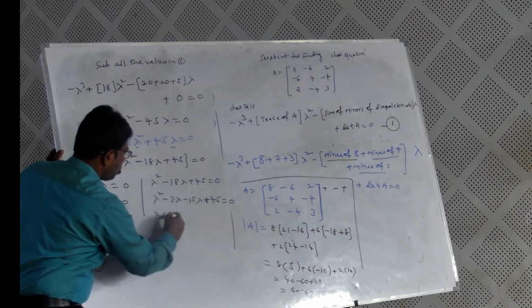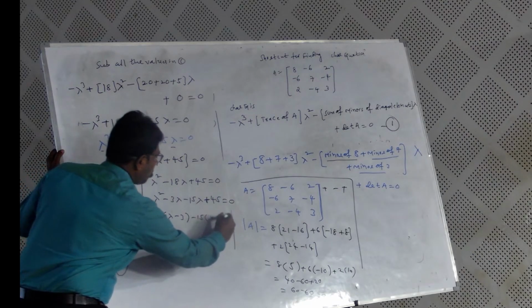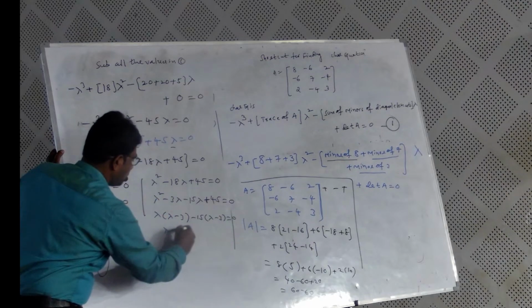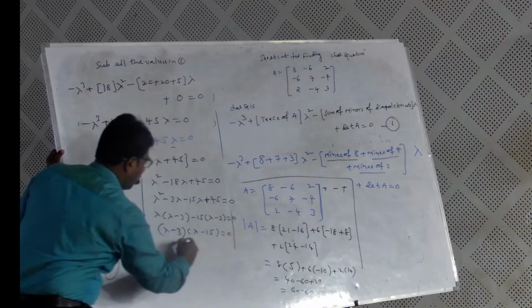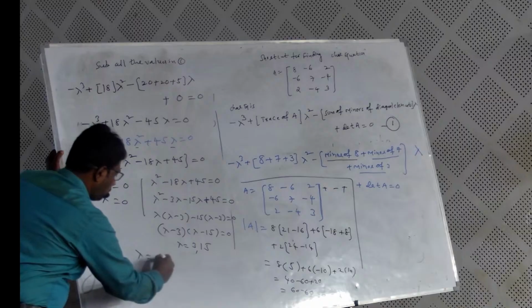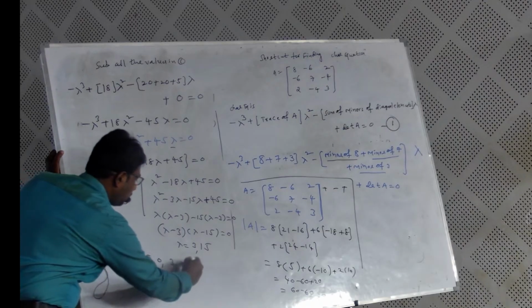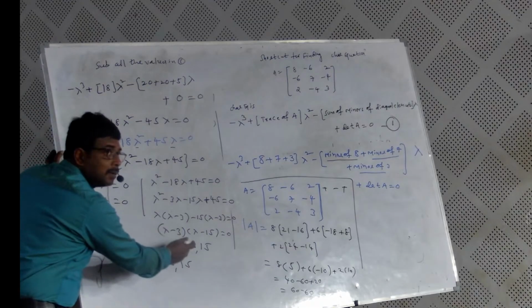What is common? 15. Lambda into lambda minus 3, lambda minus 15. Therefore, what are the eigenvalues? 0. What is the first eigenvalue? 0. Remaining 3 and 15.